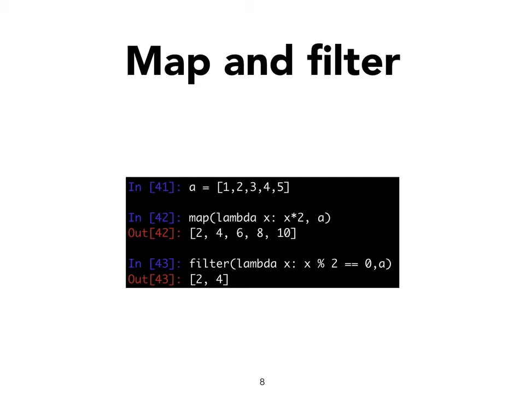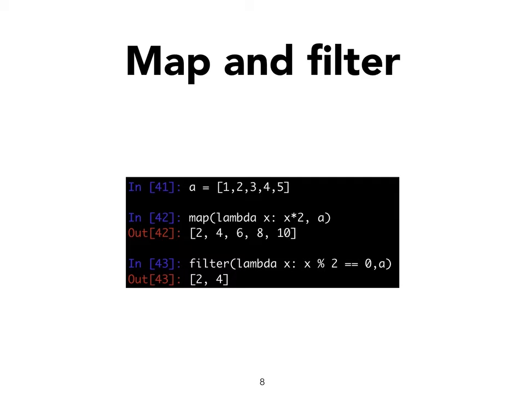So map takes two arguments, it takes a function and it takes a list. And then it applies the function to every element of the list. So here we give it list A, which is the one we just defined, and then we give it a function that multiplies the input by 2 to get the output. And then we say apply this lambda function to each element of A, which gives us the list containing the double of each element of A.